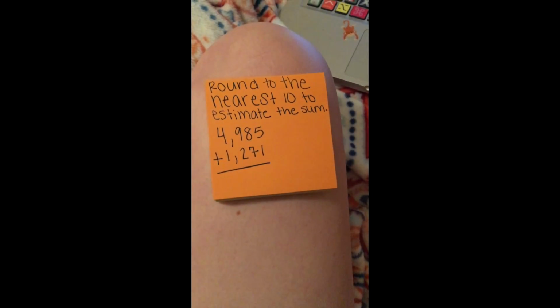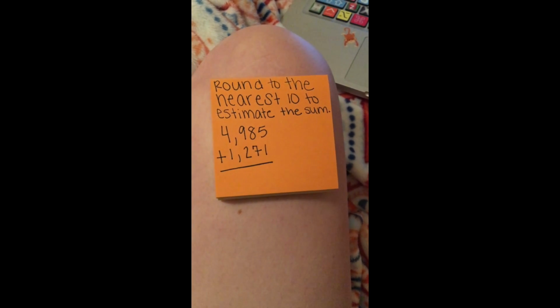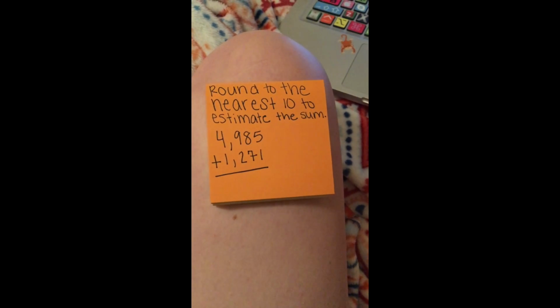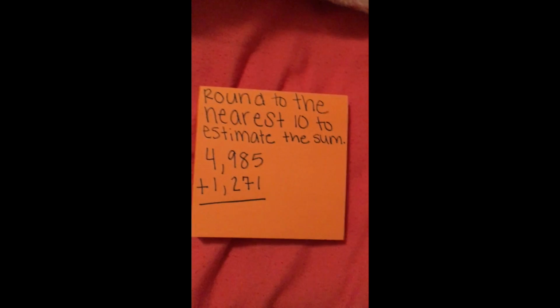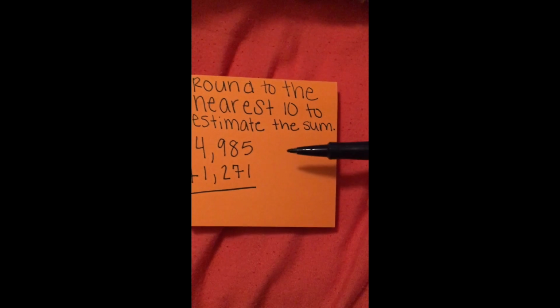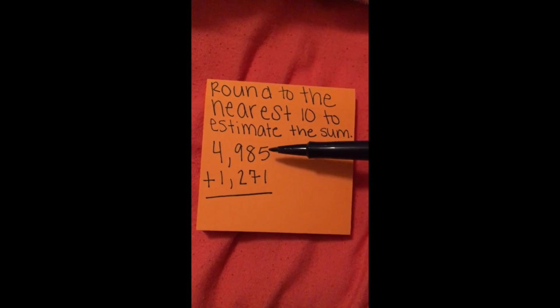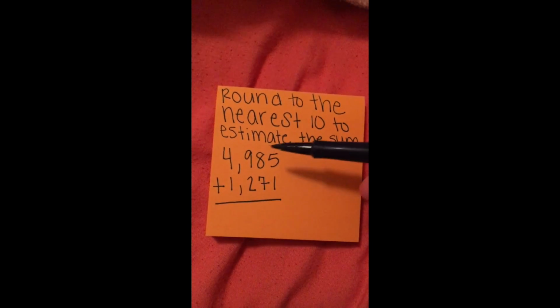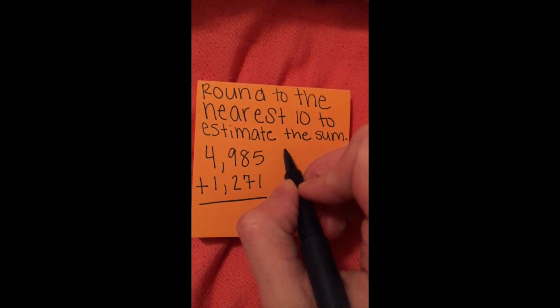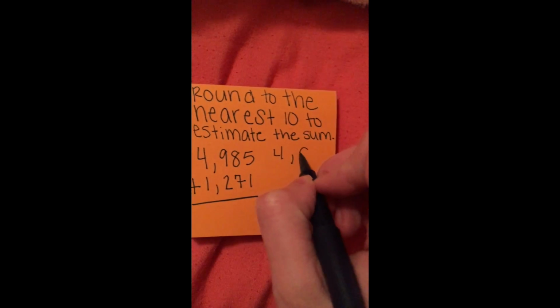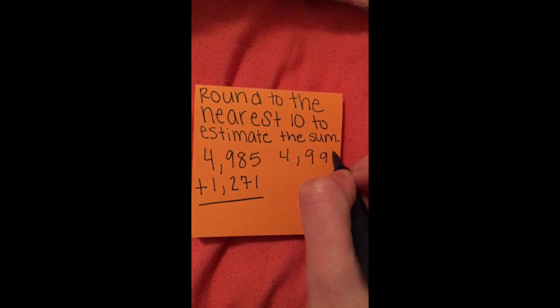Okay, for my demonstration of the third grade place value knowledge, I'm rounding numbers to the nearest 10 to estimate the solution to an addition problem. Okay, so the question is to round the number to the nearest 10 to estimate the sum. So the first thing I'm going to do is look at this top number, and I see that the ones is 5 or above, which means I round my tens up to the next number. So my number is going to be 4,990.